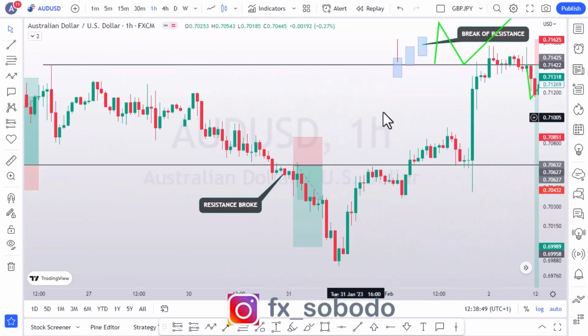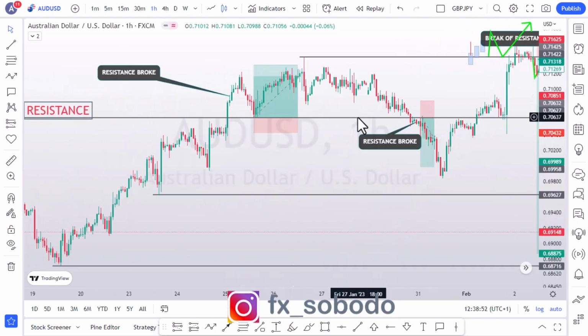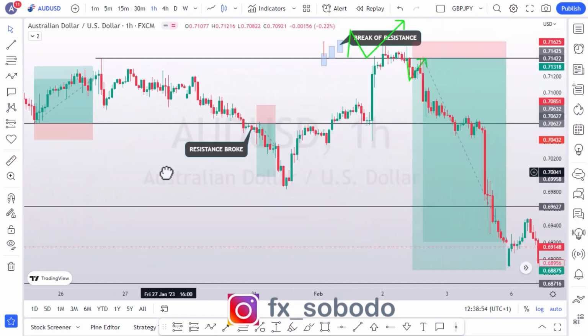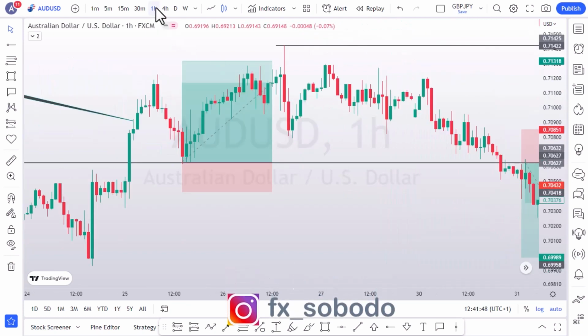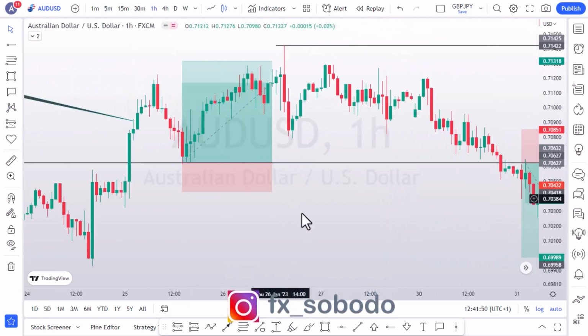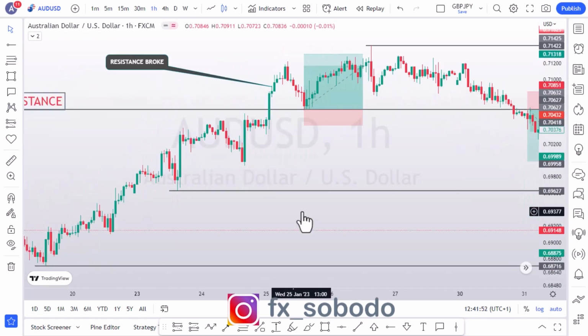So basically this is how you benefit from support and resistance. I'm only using 1 hour, 5 minutes. On 5 minutes, you can wait for your retest in 5 minutes as well.